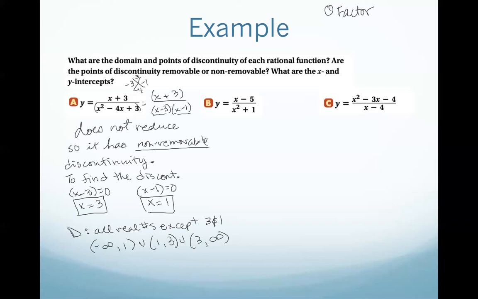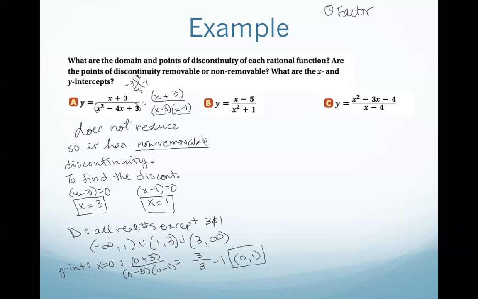Okay, now to find the x-intercept, I want to know when y is 0. Okay, to find the y-intercept, I want to know when x is 0. Let's find the y-intercept first. The y-intercept when x is 0. So we have 0 plus 3 divided by 0 minus 3 times 0 minus 1. 3 over negative 3 times negative 1 makes a positive 3. So we get 0, 1.